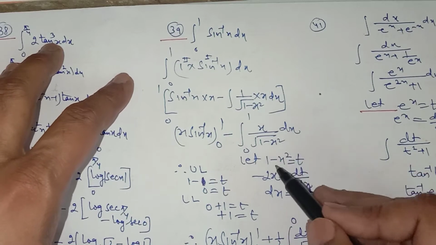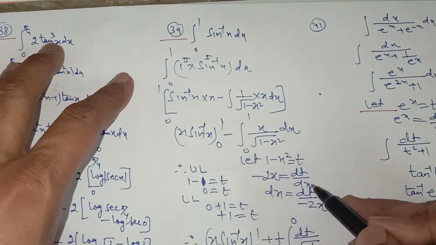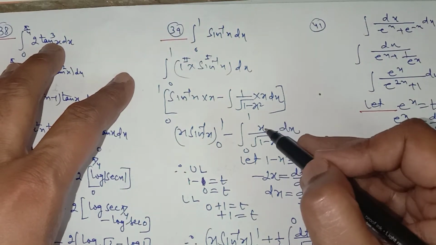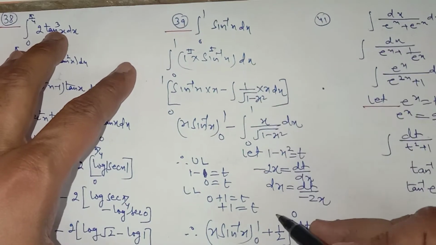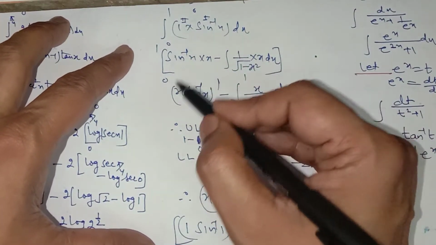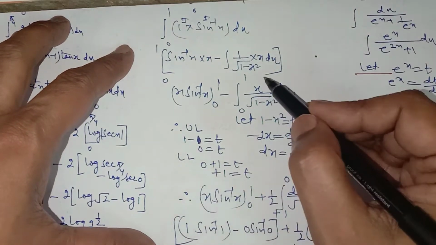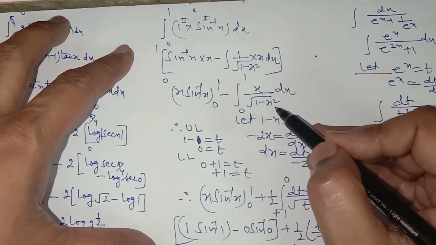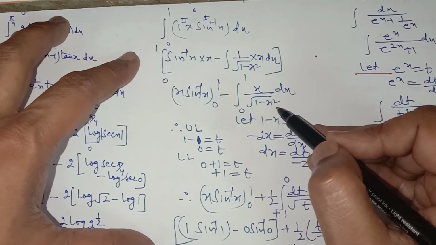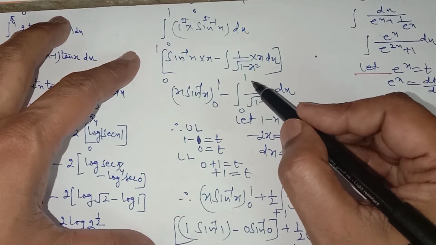So let 1 minus x square is equal to t, so dt upon dx is equal to minus 2x, so dx is equal to dt upon minus 2x, which will cancel this x. So it will be minus half dt upon root t, and the limit of this part is 0 to 1. Since you have let 1 minus x square equal to t, you have to change the lower limit and upper limit in terms of t itself.